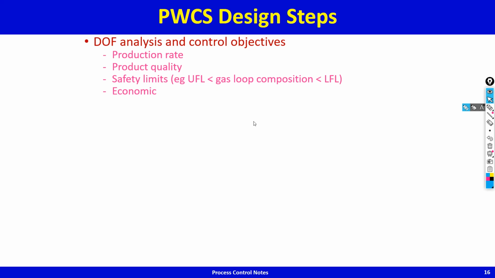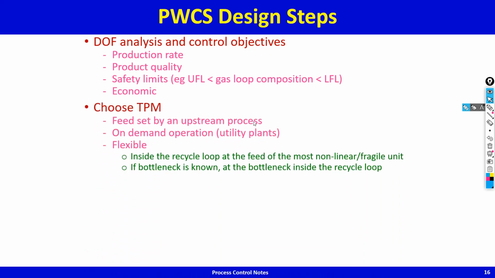Once you know what to control, what are your control objectives, the inventory control objectives, safety, product quality, production rate, etc., then the next thing that you do is choose the throughput manipulator. In some plants, the throughput may be set by an upstream process, in which case the throughput manipulator is the fresh feed. Whatever is being given by the upstream process, you got to process that. In some plants, you got to have on-demand operation, for example, utility plants, in which case the throughput manipulator is at the product. Many a times, the throughput manipulator location is flexible.